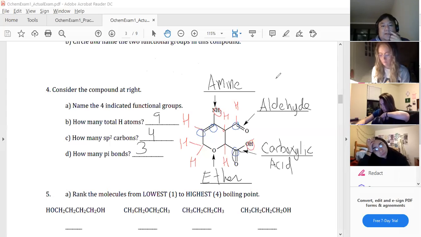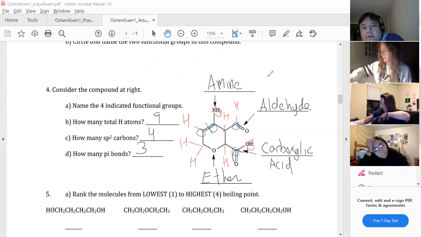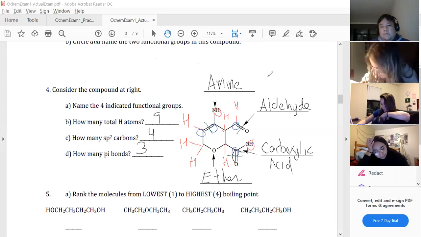And finally, pi bonds. Any place you see a double bond, right? So I'm switching to green. 1, 2, 3. That's it.